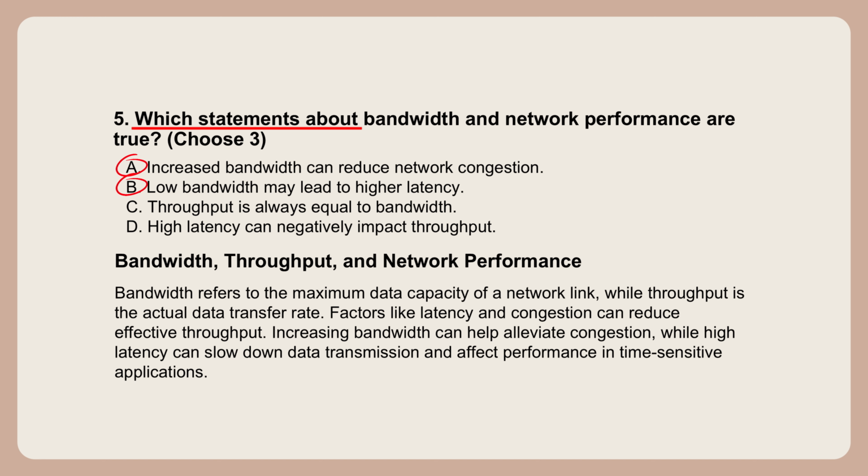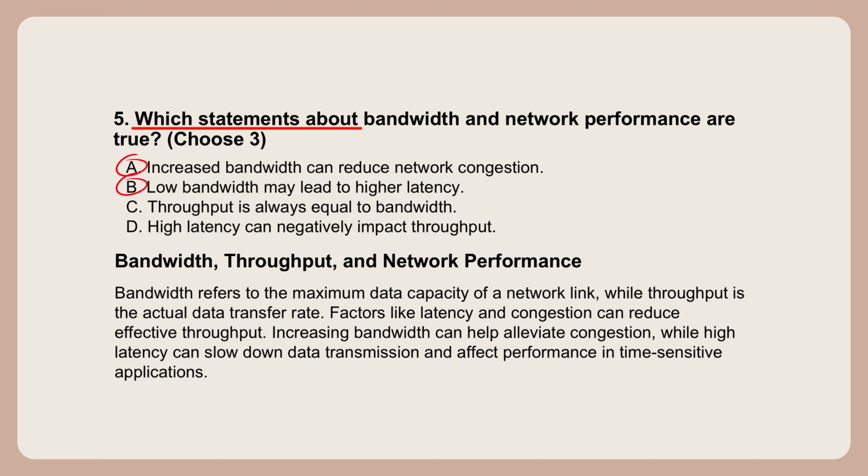So even if I have a gigabit internet connection, if the website I'm trying to get to is overloaded or there's something wrong with my Wi-Fi router, I'm not actually going to see those gigabit speeds. Nope, not at all. Throughput is how much data is actually getting through each second in the real world. It can't be higher than the bandwidth, but it's usually lower because of all those real-world factors we talked about. Got it. So option C is false.